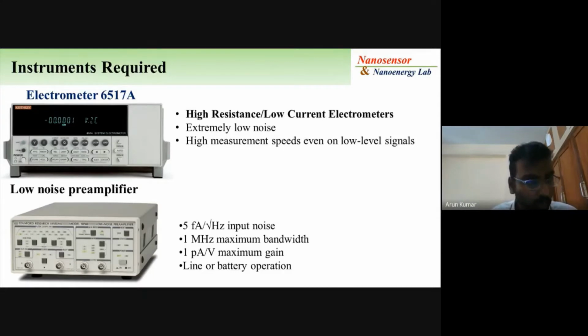Then you have a low noise preamplifier, because sometimes the nanogenerator's electrical output, especially the current output, will be very small. When you go for some sensor application or sensor study, the noise will be more. So we need to reduce the noise and get the actual signal. At that point, you can use a low noise amplifier.